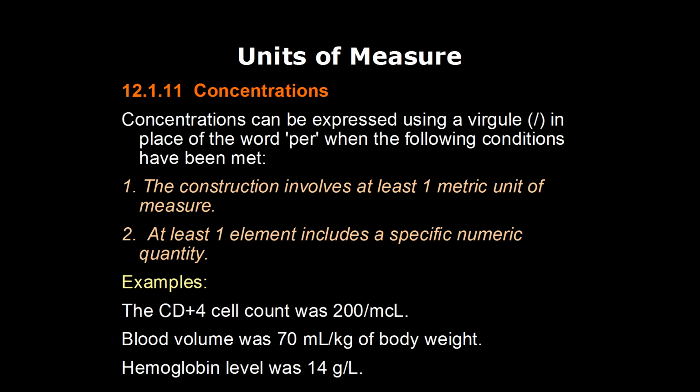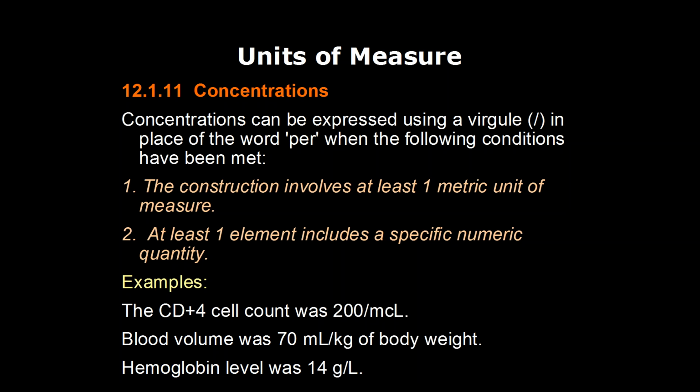No, it's not in the wrong place, Patricia. It can be dictated that way and represented that way. Hemoglobin level was 14 grams per liter. Again, there's a numeric quantity there, and there's a metric unit. There are lots of exceptions if there are ranges and all kinds of other things. But if we're talking about these specific examples where the construction involves one metric unit and one specific numeric quantity, then the forward slash can be used instead of the word per.